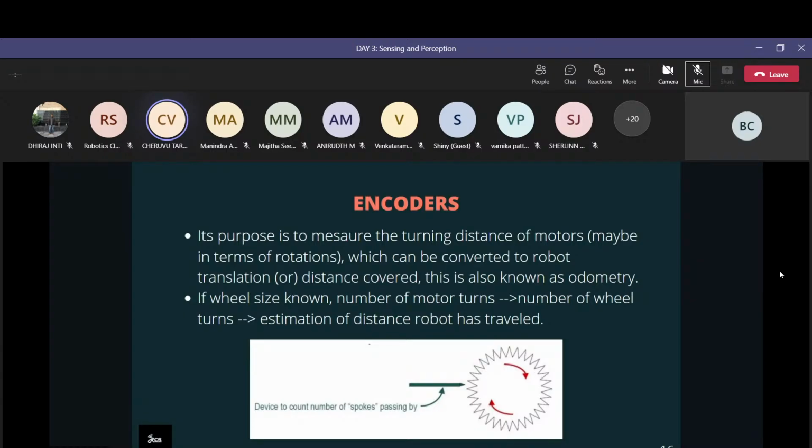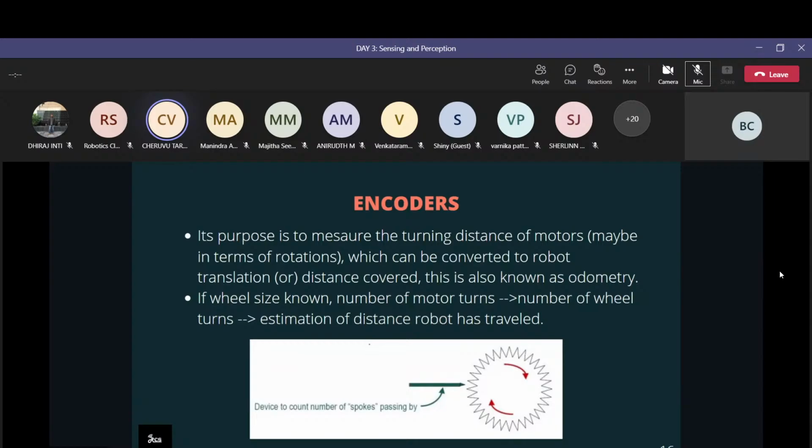The name optical encoder comes from using optical devices like an emitter and a receiver. Light is emitted, and the number of times the light is detected by the receiver gives a count. With the help of that count, you can say how much distance the wheel has rotated or how many rotations it has made. That's the basic idea of an encoder and an optical encoder.